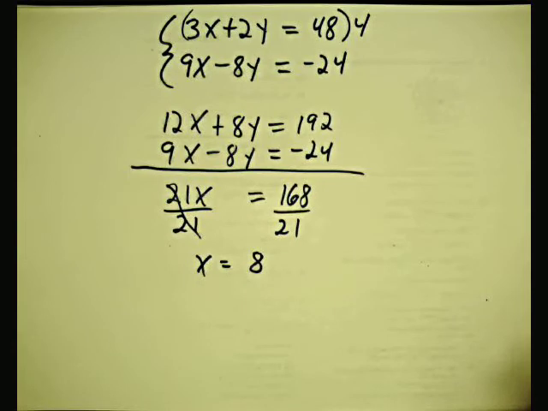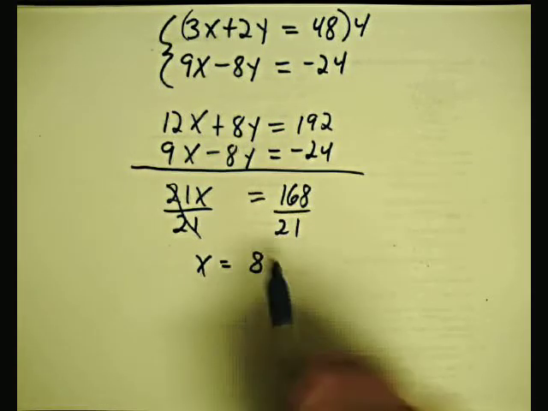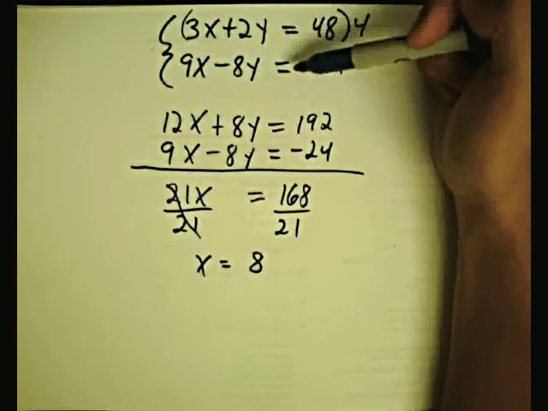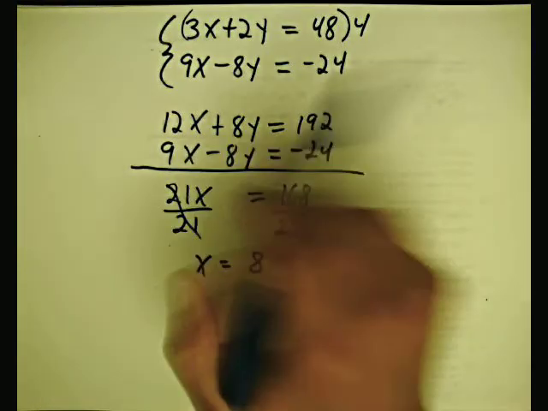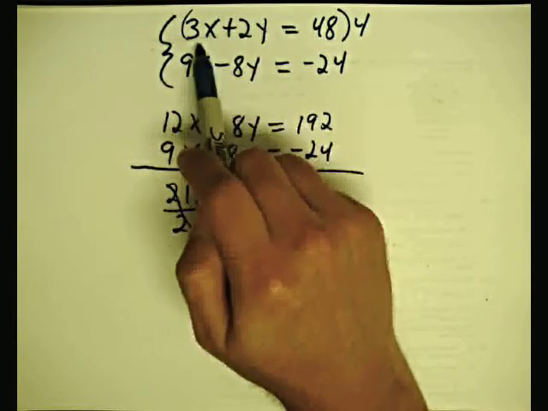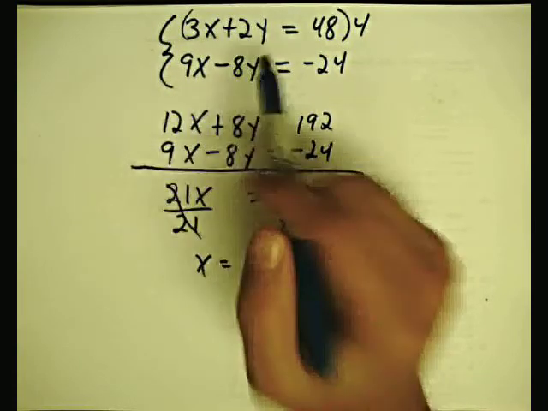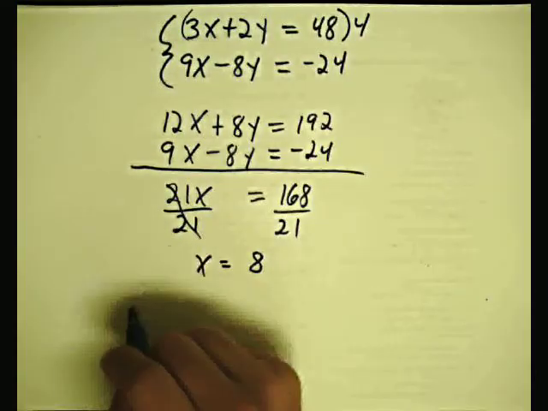Step number 5, we want to back substitute x equals 8 into either one of our original two equations. It's up to you which one you use. General strategy is just use whichever one looks like it has smaller values. So maybe we would choose to use the first one since it has a 3 and a 2 rather than a 9 and an 8. So let's use our first equation.